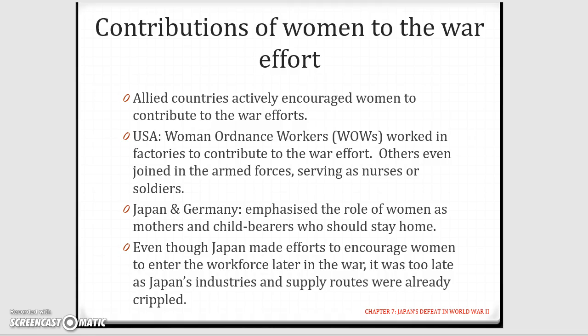Contribution of women to the war efforts. Now, the Japanese, similar to the Germans, believed in keeping their women at home, taking good care of the families, and producing strong babies to eventually contribute to the war effort, maybe 18 years later or something like that.